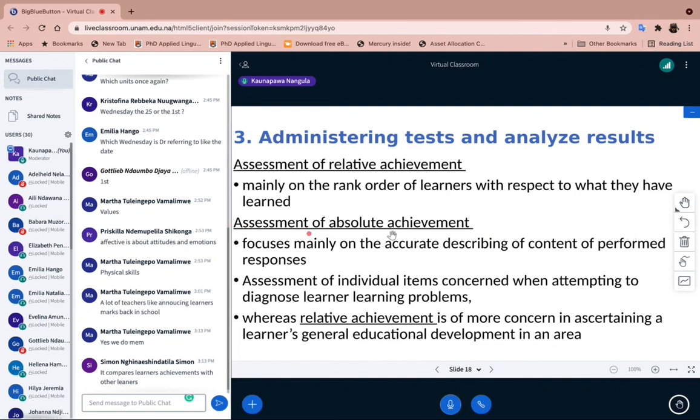But when it comes to absolute achievement, it is the opposite of relative, which is closely related to criterion reference assessment. So it focuses mainly on the accurate description of the content of performance of performed responses. Assessment of individual items is concerned with attempting to diagnose learners' learning problems. So when you are looking at the individual items that you have used in your assessment, it will give you an idea of the difficulties that the learners are encountering within the topic that you have covered. Whereas relative achievement is more concerned with ascertaining a learner's general educational development in an area, the general achievement in an area, and then we compare them with other learners.